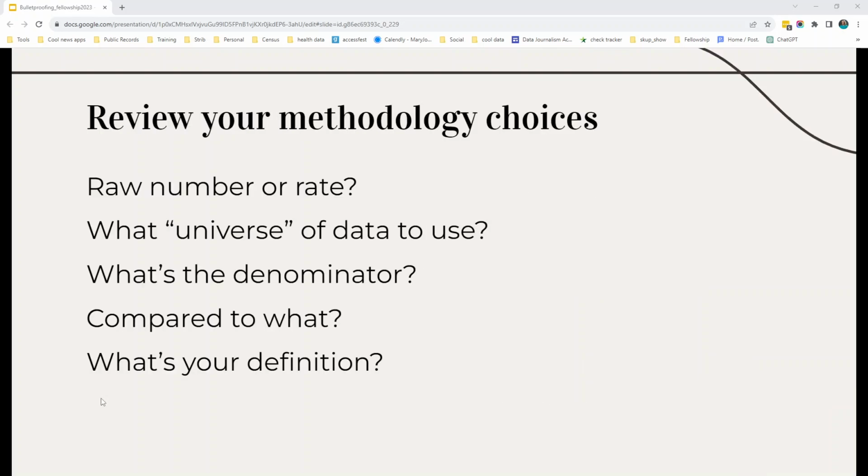Okay, so a big one is reviewing your methodology choices. You're always going to have to make decisions that will affect the answers you ultimately put in your story. These might be simple decisions like whether to use a raw number or some kind of rate, or it might be something more complicated. And so we're going to go through some examples that get at some of these things here.